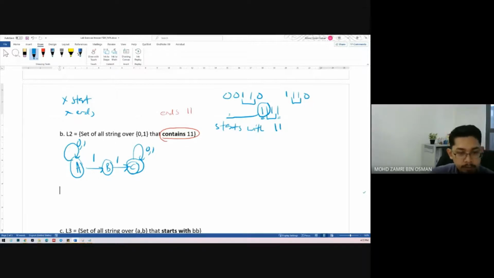Because if we test the input, like 0, 1, 1, 0, it's acceptable. Let's say 1, 1, 1, 0, this one is also acceptable. What about 1, 1, 1, 1? Also acceptable. So that's why we have a diagram like this. But this diagram is an NFA. So how can we present this in the diagram of a DFA, which is equivalent to the NFA?